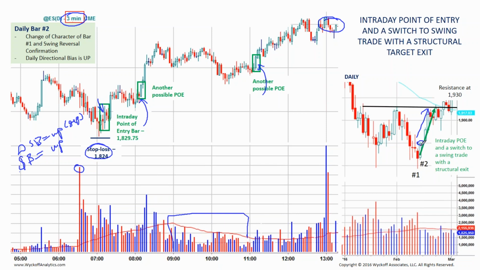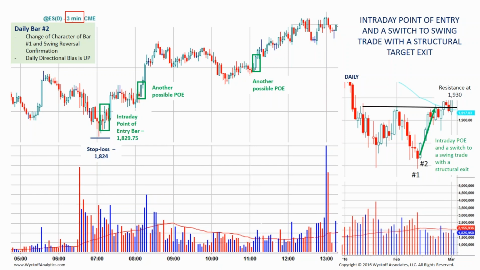So again, could we open the position, or could we switch to the swing trade? Yes, we are satisfying the reversal significant bar. It's near support, and structurally, we have a bias to the upside. So that was a perfect day and the perfect intraday to the swing trade switch.